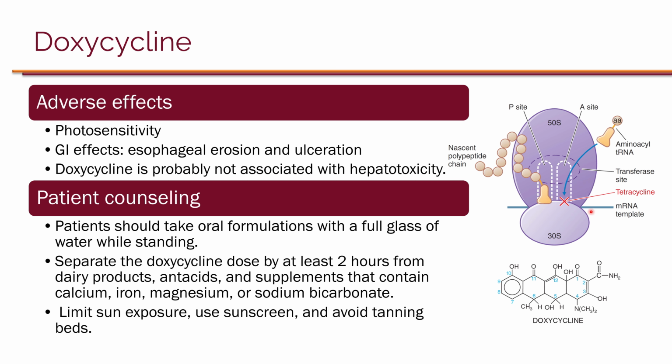So as I mentioned, tetracycline binds to the 30S subunit and prevents protein synthesis. The adverse effects include photosensitivity, and when you look at the GI effects of doxycycline specifically, it can lead to esophageal erosion and ulceration. While tetracyclines in general can cause hepatotoxicity, doxycycline is probably not associated with hepatotoxicity, so it's in general pretty well tolerated in regards to hepatotoxicity.